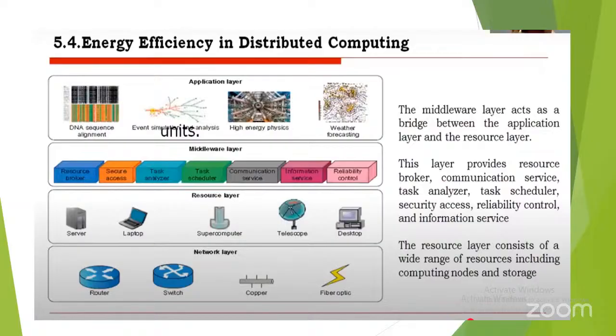This router, how much energy will be consumed can be measured, and also the switch, fiber optics, and cables can also be measured. And upon this there is one more layer, the resource layer. The resource may be a server, a laptop, a supercomputer, a telescope, or a desktop. All these resources may also consume some amount of energy.